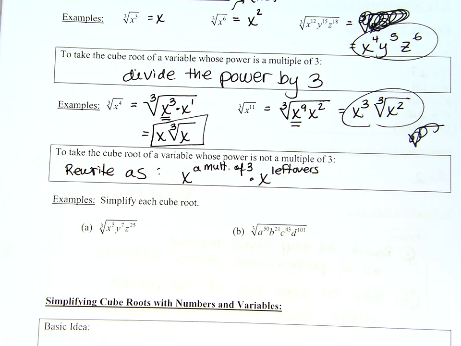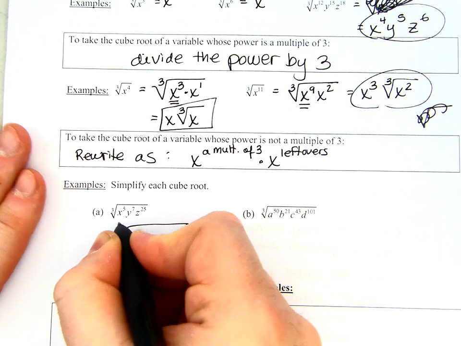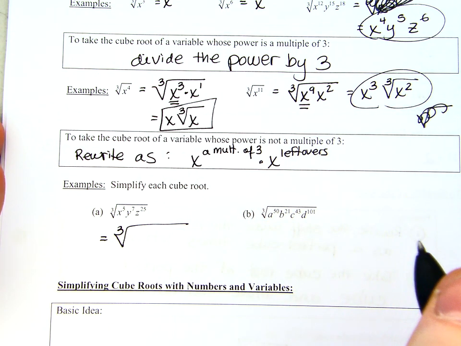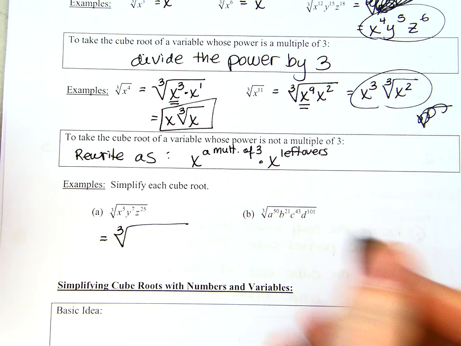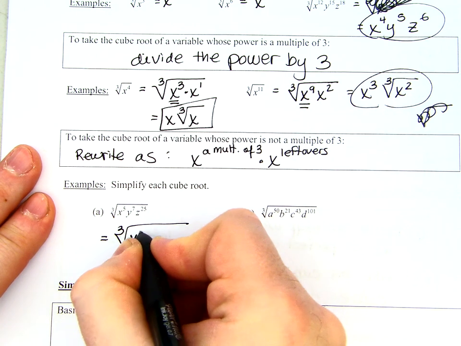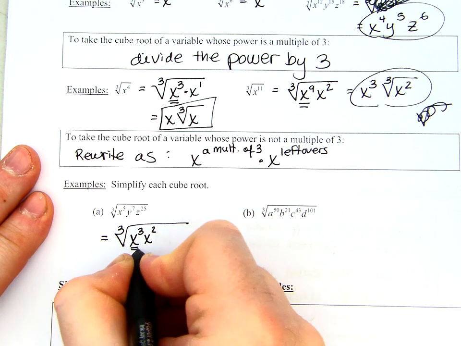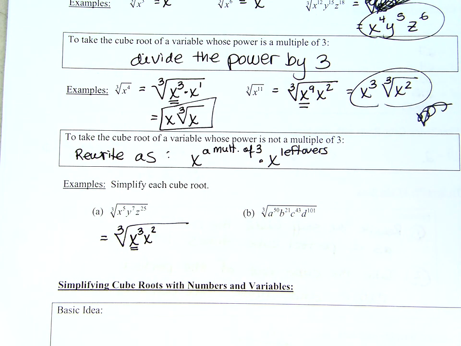I want to get you started with A, and then you're going to go do B. Letter A is going to become the cube root of. Was x to the 5th already good? No. I need a multiple of 3 here. I'm going to say x cubed times x squared, and I am going to underline the x cubed just to remind me I can do more with that later.